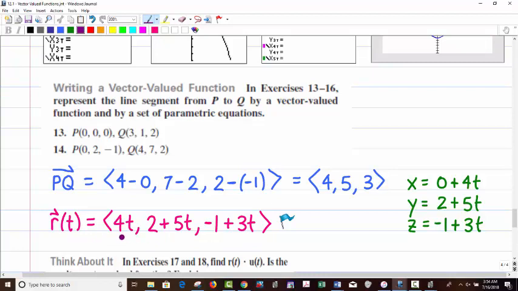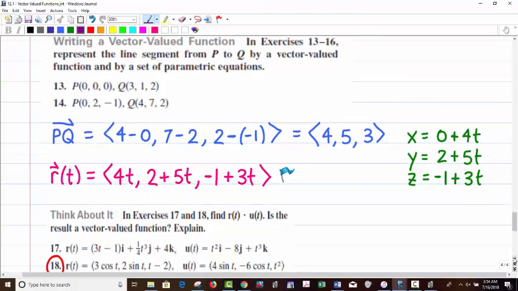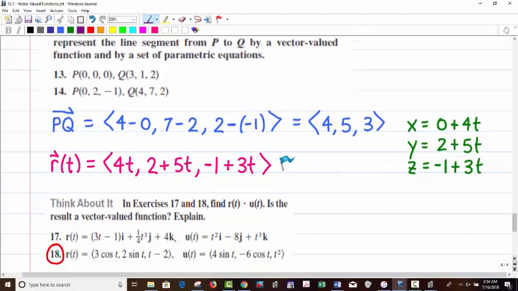So that would actually be a line shooting up through space. And so there we go. That's not too bad. It's just taking something we've already done, and now we're writing it in a new format.